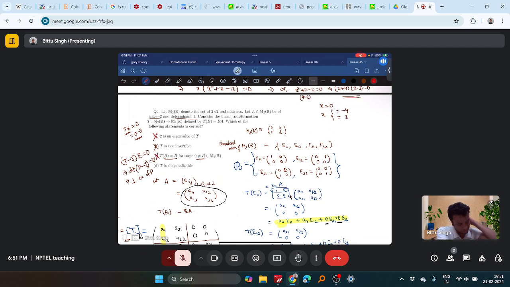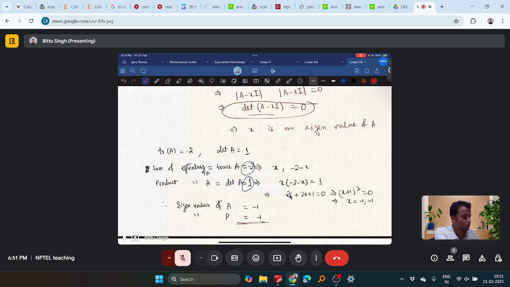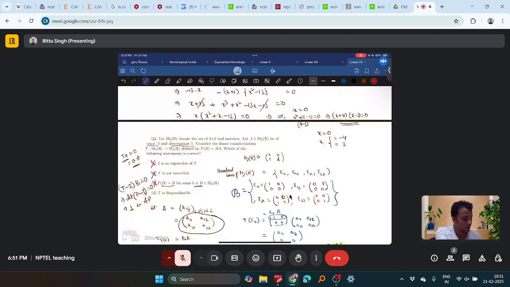The next thing is t is diagonalizable. Here we have seen the only eigenvalue of t is -1. So again, we cannot say whether t is diagonalizable or not. It is possible that A is not diagonalizable. If A is diagonalizable, then t is also diagonalizable.